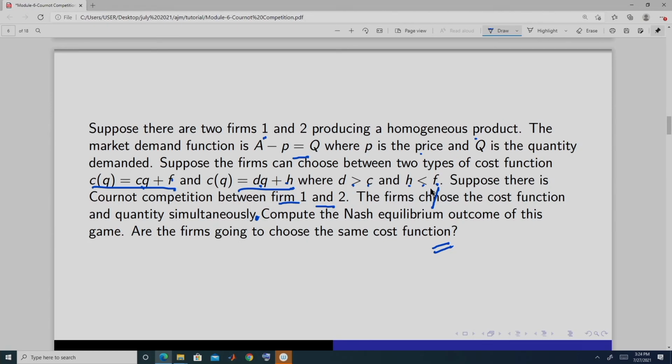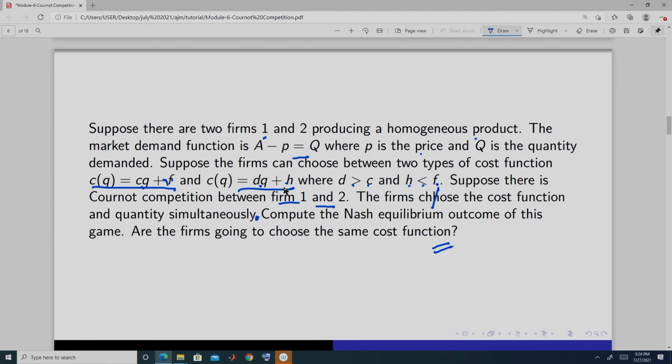Now, we have this specification. So, choosing between two different types of cost function means choosing a different type of technique, or different combinations of input bundle to produce the same amount of output, or choosing a different technology, or choosing in such a way that the setup cost is also different, because of F and G. Okay. So, there are many possibilities which may give rise to this situation.